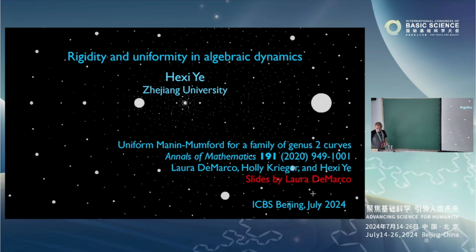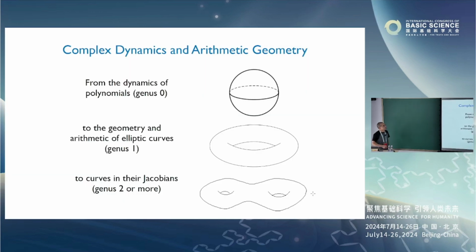This is the paper. I'm going to talk about uniform Manin-Mumford for a family of genus 2 curves, and DeMarco and Krieger are the co-authors. Because this is a talk about dynamics and arithmetic geometry, let's say something about both.